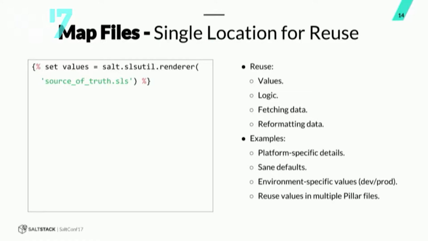Map files present a single location where you can reuse something. That something is data, it's logic, it's looking up a bunch of values, combining them, that sort of thing. Map files are completely open-ended. They're a pattern that kind of grew out of Salt formulas. And what they do is give you that central place. There's one place that you go to look for this, and you can reuse that across multiple SLS files.